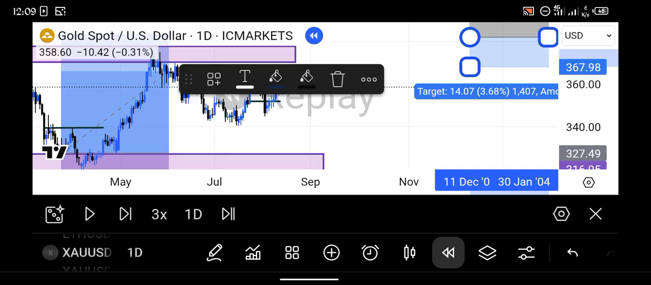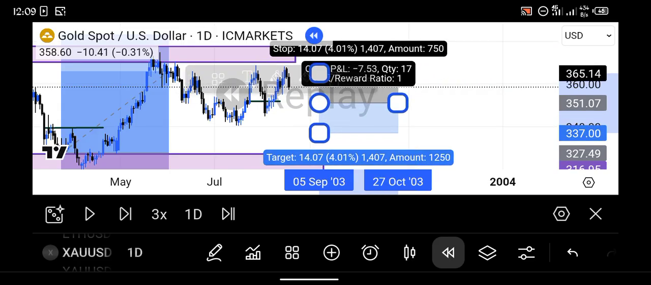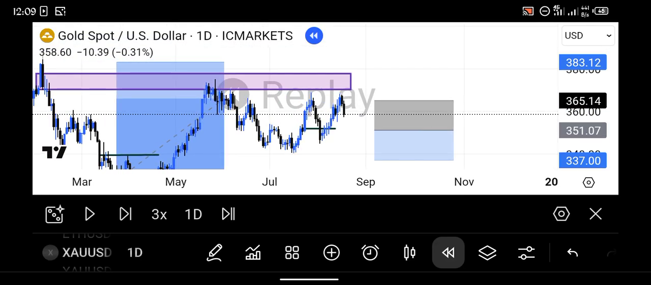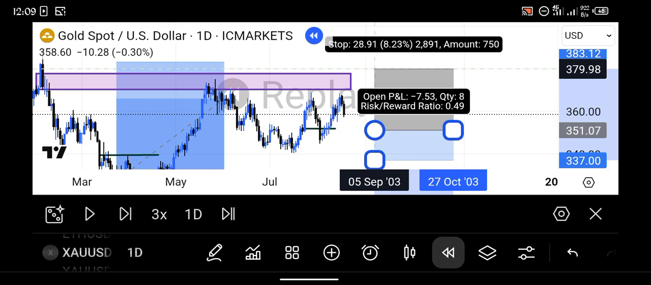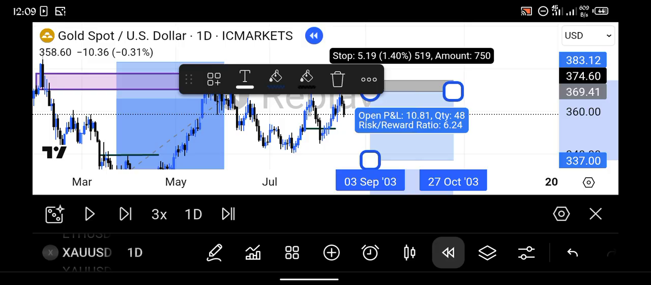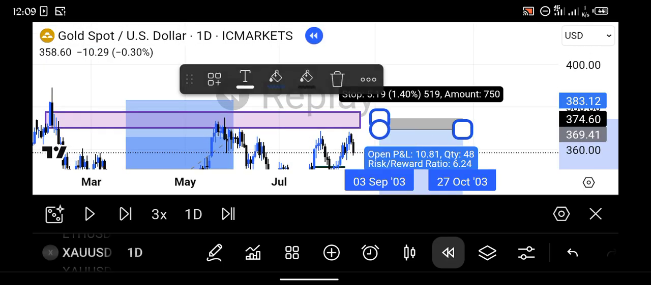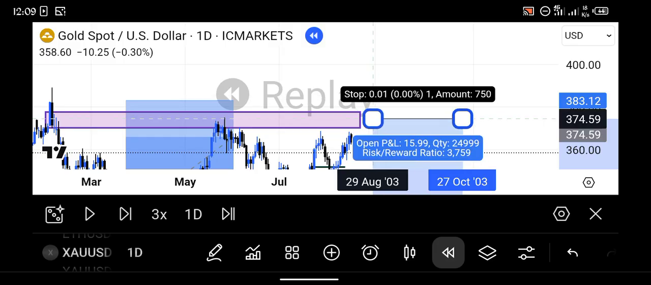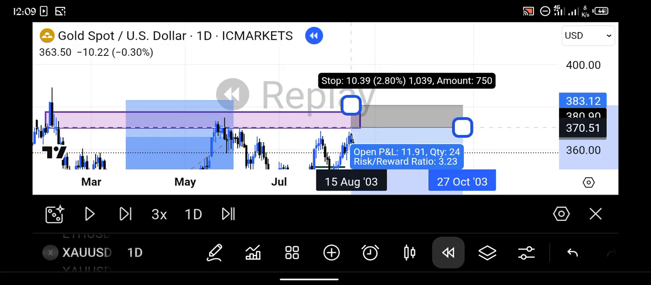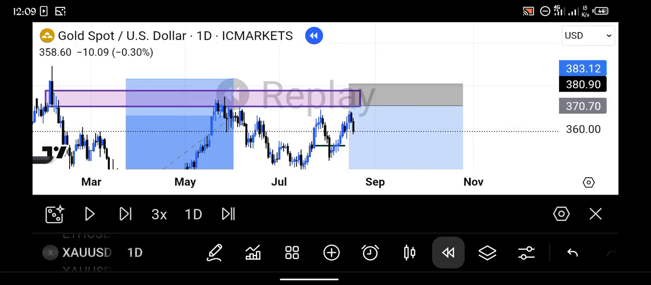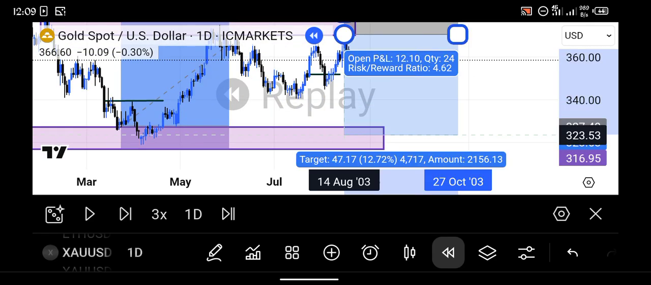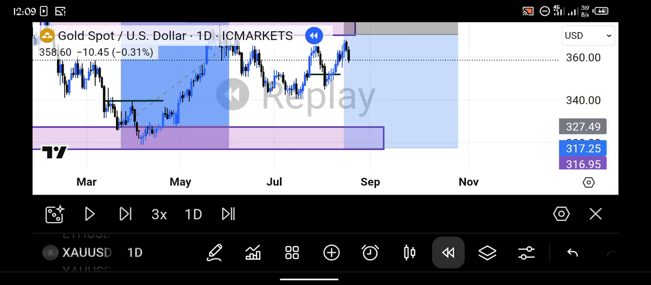So now I will start targeting. Where do you put your stop loss? In your demand zones, areas like these. You can put your stop loss here. Then you target what? Your demand zones or your discount zones. So let's see what happened.